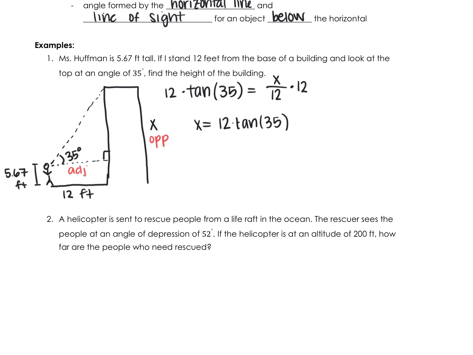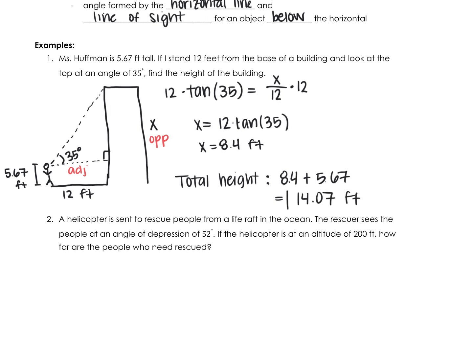And we get that X is 12 times the tangent of 35. So we do that in our calculator, and we get that X is 8.4 feet. Now this is not the total height of the building. This is just the height of the building from my eyes up. So to find my total height, I want to take 8.4 and add my height, 5.67. And we're going to get 14.07 feet. It's not an overly tall building.